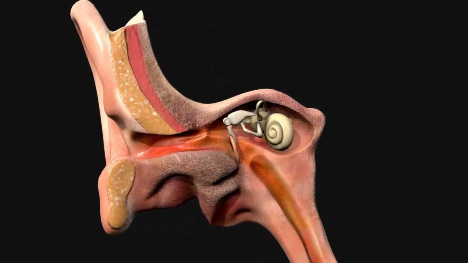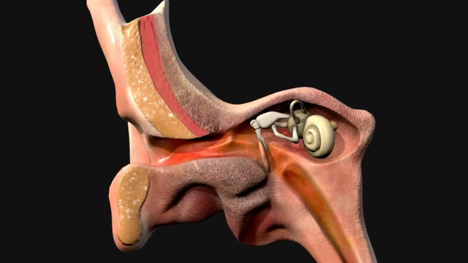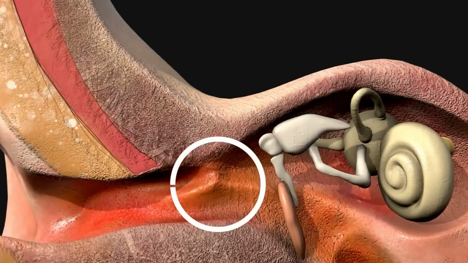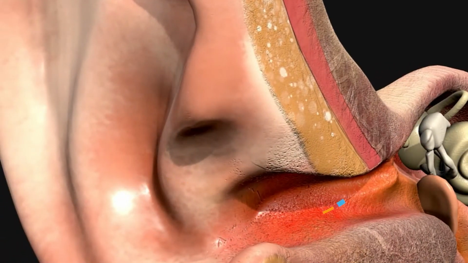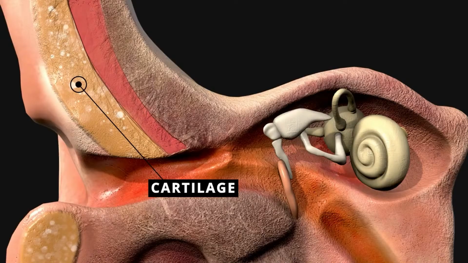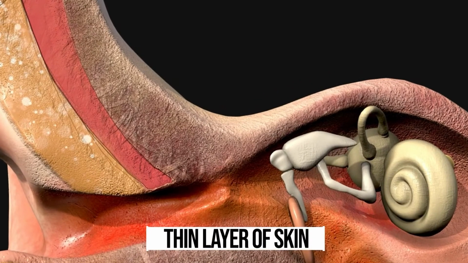Structure. The ear canal is a tube-like passage approximately 2.5 centimeters, 1 inch, in length in adults, leading from the outer ear to the eardrum. It is slightly curved in shape, which helps protect the eardrum by preventing direct entry of foreign objects. The outer third of the canal is made of cartilage, similar to the pinna, while the inner two-thirds consist of bone. The bony part is surrounded by a thin layer of skin.